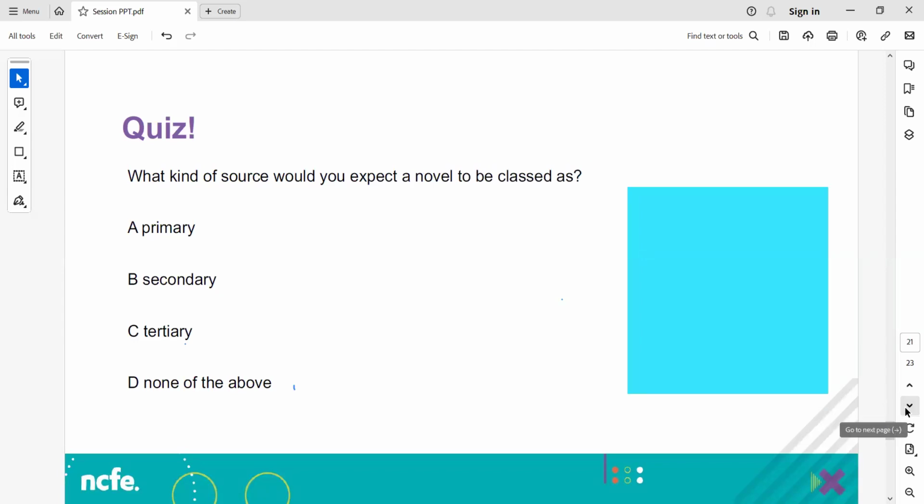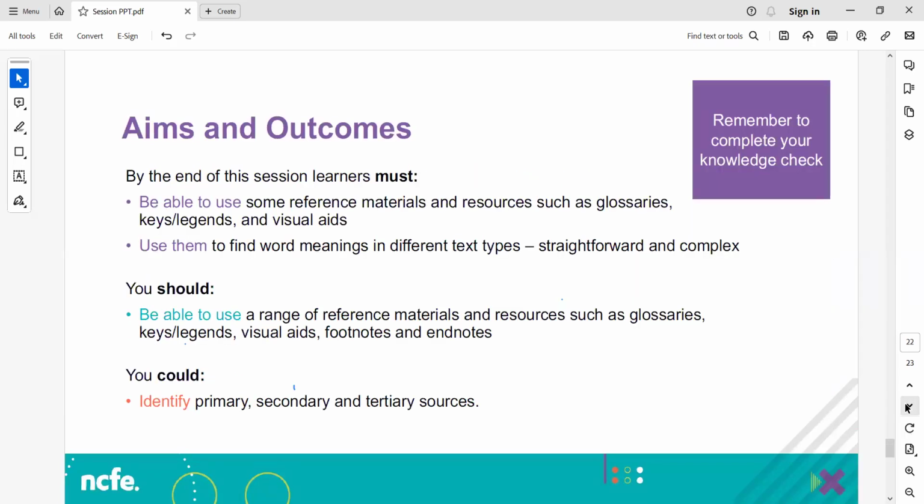So what kind of source would you expect a novel to be classed as? Primary. Good. It's a story that's been written straight from someone's mind, so it's a primary source. Okay. So our aims and outcomes, you can see there. Does anybody have any questions?